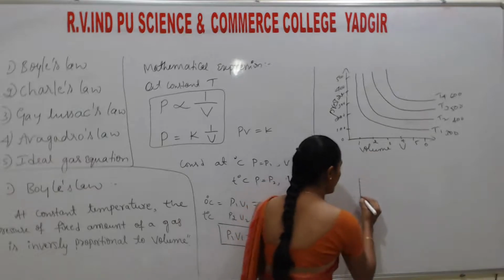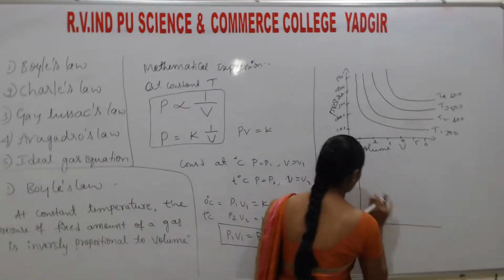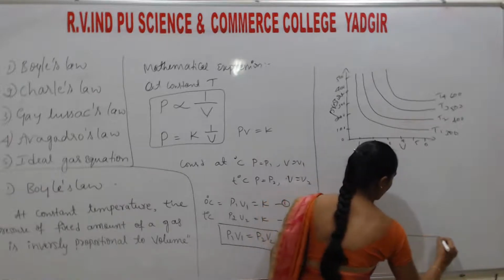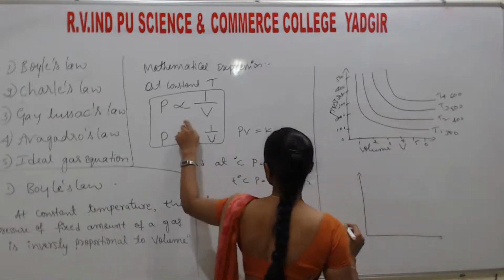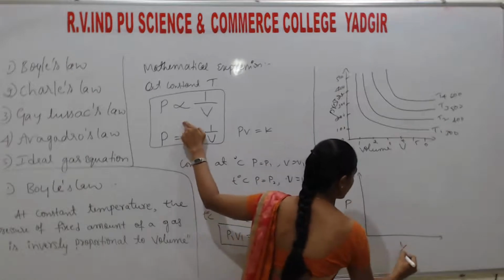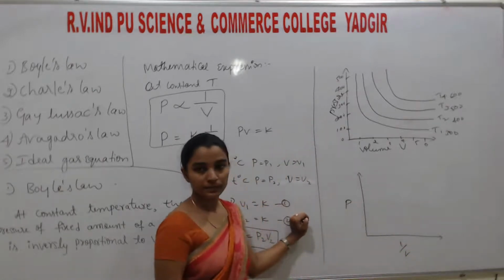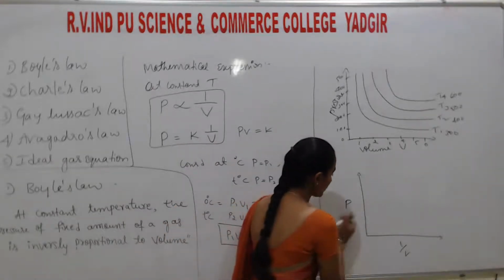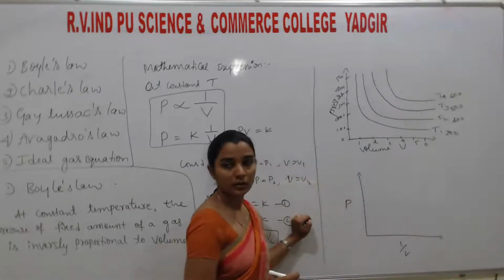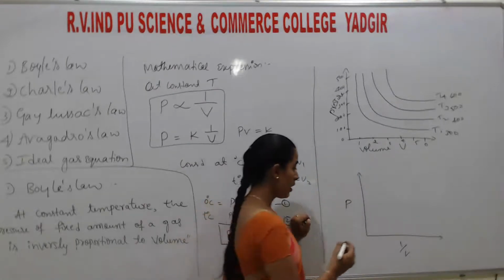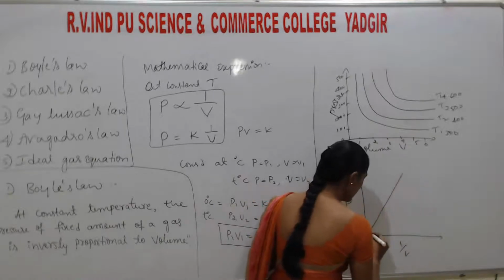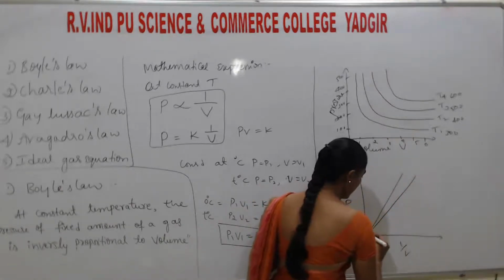So instead of volume, by comparing with this, if we take pressure versus 1 by V, pressure versus 1 by V. So students, this is PV is equal to what? K. Correct? Always starts from 0 and increases in this manner.